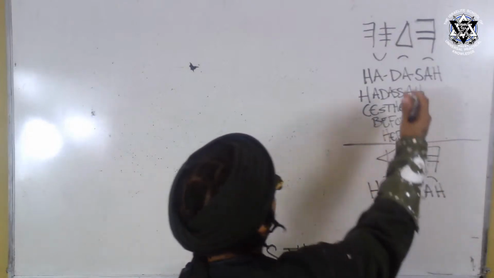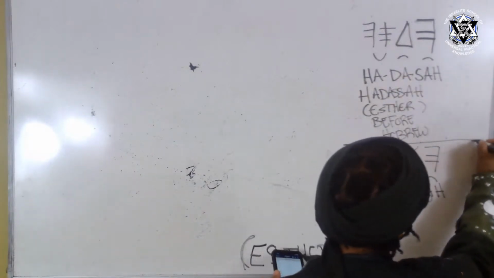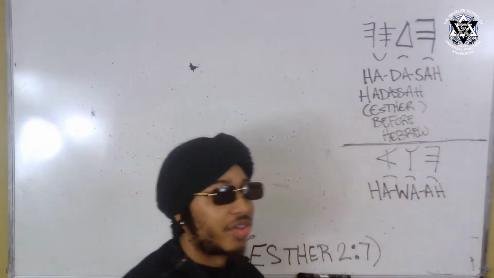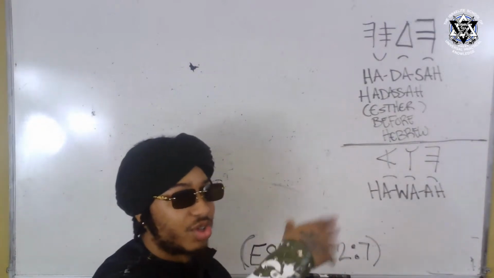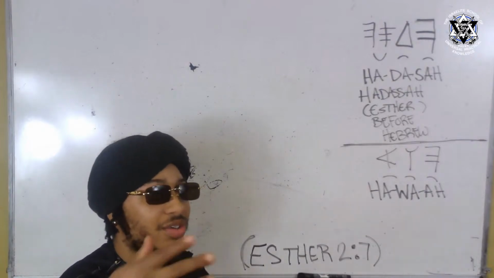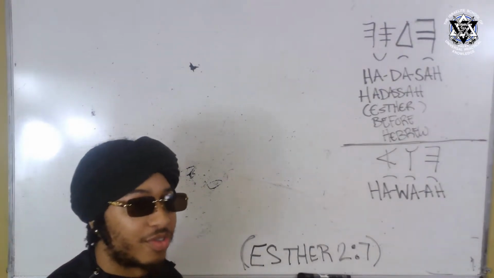So the first word, now remember, this is just the vocabulary. This isn't how the verse is written. I'm just giving you random words out of the verse. Every word out of the verse, randomly, for vocabulary.